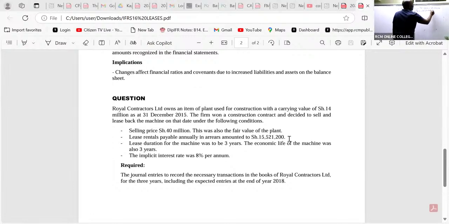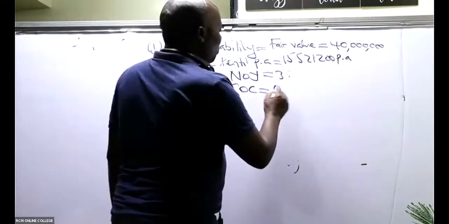And remember, this is per annum. And this lease rental will be paid for how many years? This is supposed to be a lease for 3 years. So the number of years is 3. And then they have also given us the cost of capital, or the implicit interest rate. This is the rate of return. The implicit interest rate is 8%.